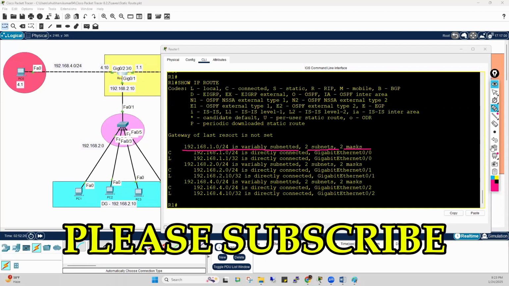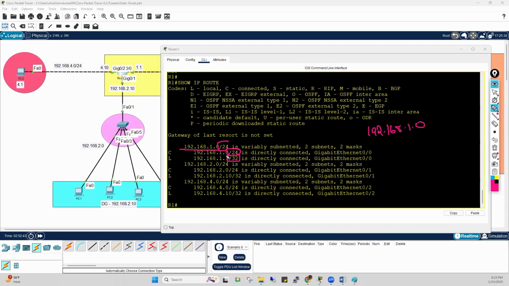For example, here see 192.168.1.0. So what is the network ID? 192.168.1.0. Clear? But see the subnet mask. Here you are using /24 and here you are using /32. So how many subnet masks are there? There are two subnet masks. So that's the reason you are getting two subnets with two masks. That is the meaning of this line. Clear? Understand?